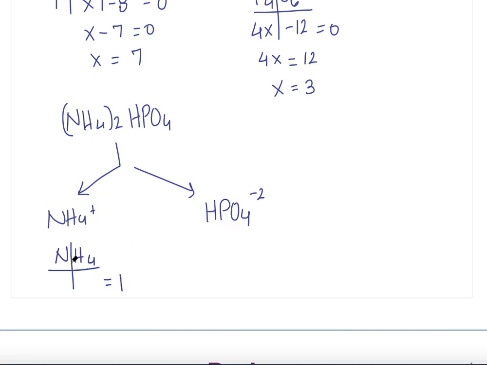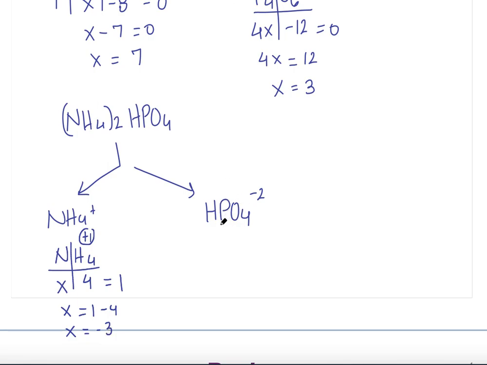I then think about, okay, how do I do this? I don't have any rules for nitrogen, but I do have a rule for hydrogen when it's bonded to nonmetals. We know that the hydrogen, when it's bonded to a nonmetal, is going to have a charge of +1. Here we go. +1 times 4 gives us +4, and then the nitrogen would be our x. So what we have is x plus 4 is equal to 1, or x is equal to 1 minus 4, or x is equal to -3.